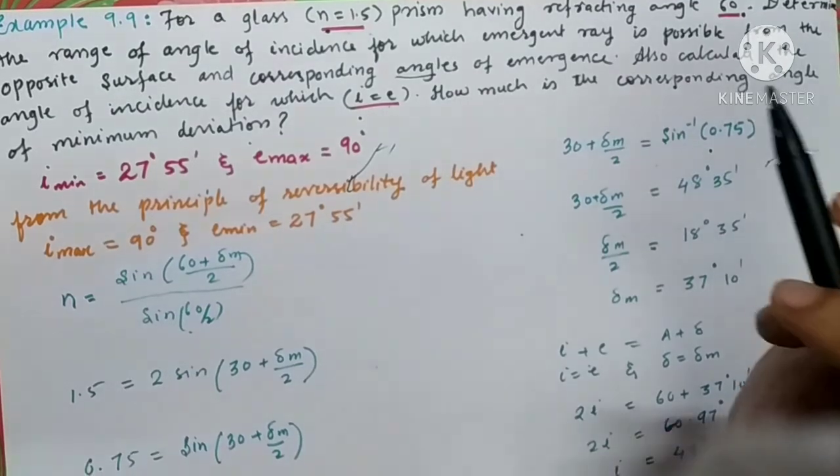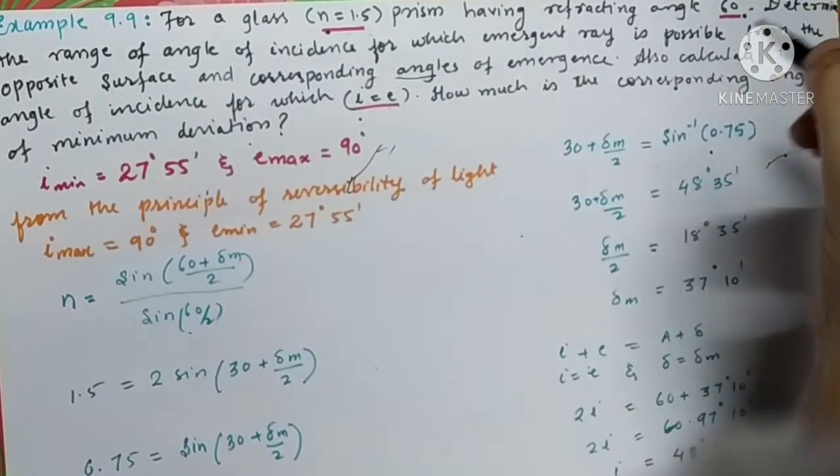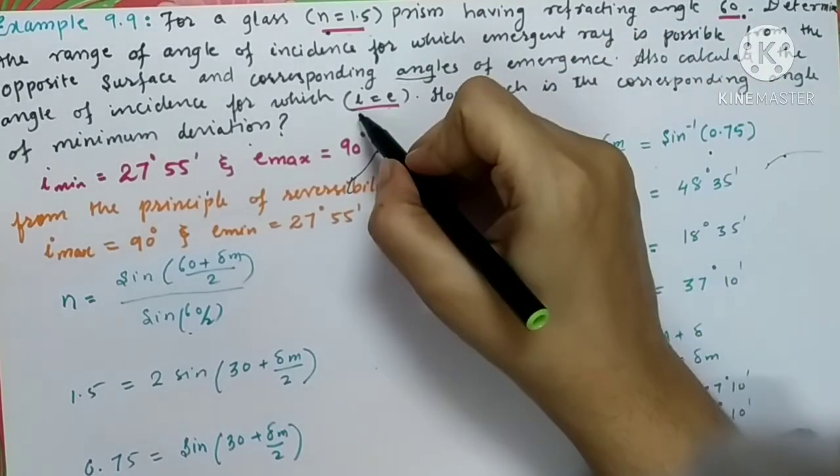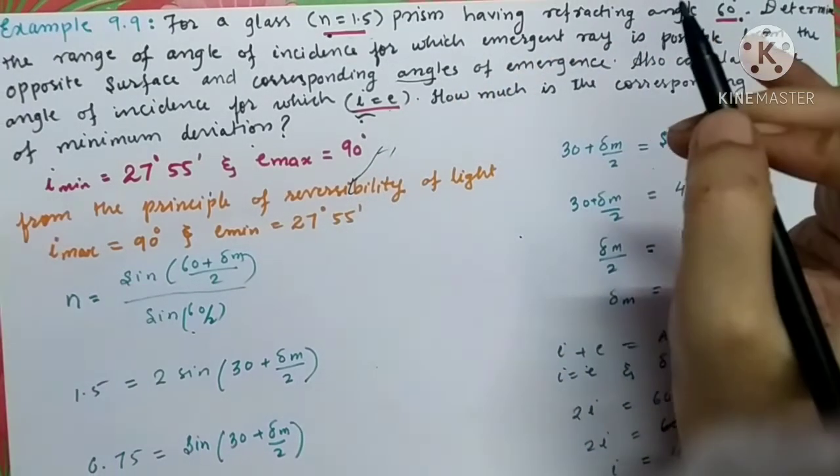Now second thing that we have to calculate is angle of deviation as well as the angle of incidence whenever I is equal to E.